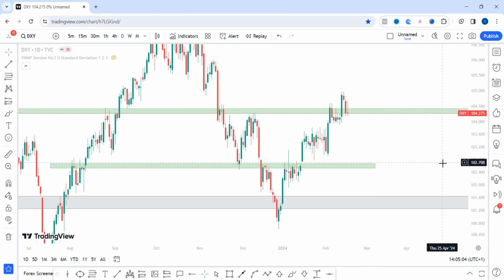Today we are going to be kicking things off with DXY. DXY is on a steady rise. This is the daily time frame, and as you can see, we are creating consistent higher highs and higher lows, higher highs, higher lows, higher highs, higher low, and we have a new higher high.